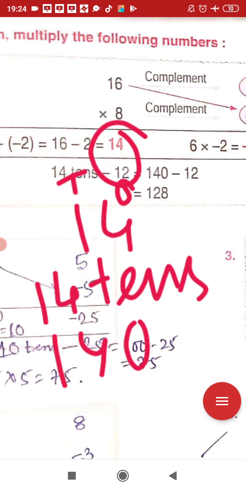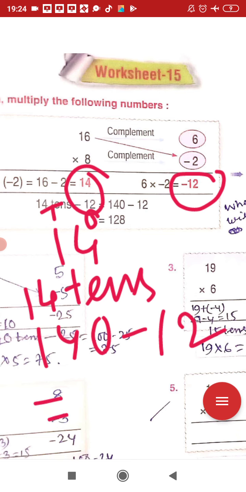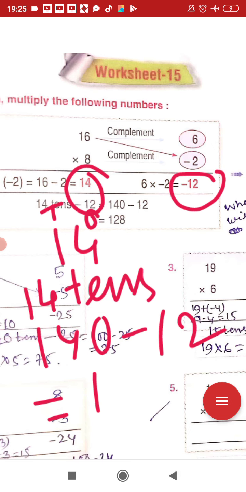When you get the number on the left hand side as a 2-digit number, then you need to consider the number as tens, and 14 tens means 140. Clear? And 140, that is the number we get, and minus 12. Here we should subtract 12 from 140. So if you subtract 12 from 140, then you will get 128. That is the answer. Okay, let's understand this by taking another example.